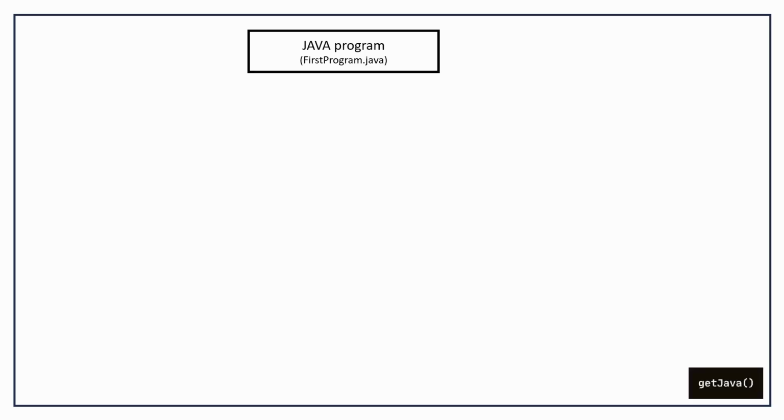Suppose we have written a Java program in a file called firstprogram.java, where firstprogram is the name of the file and .java is the extension of the file. All Java programs will be written in a file having the .java extension. So my file name is firstprogram.java, and I have written my code inside this file.